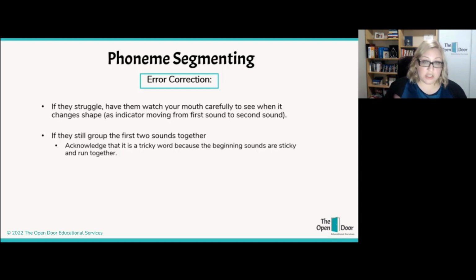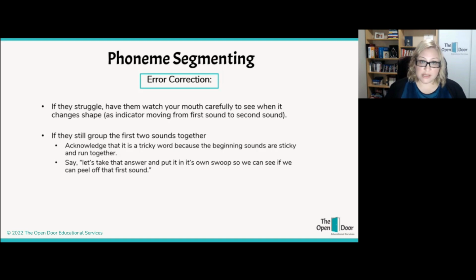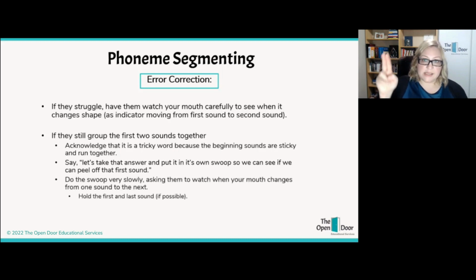So you would acknowledge that it's difficult and say, let's take that answer and let's put it in its own swoop so we can see the difference between the first sound and the other sound in that answer, because those are two sounds that are really stuck together. So you would go s-t, just putting those two sounds in the swoop. St. Again, you're giving them that visual. They can watch when your mouth is changing from st to the next sound.